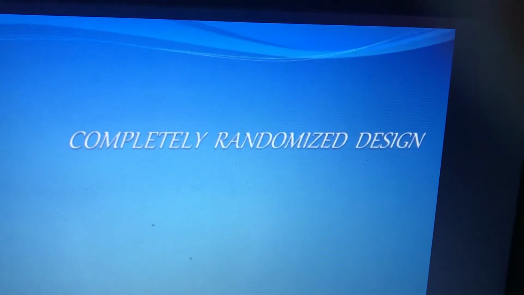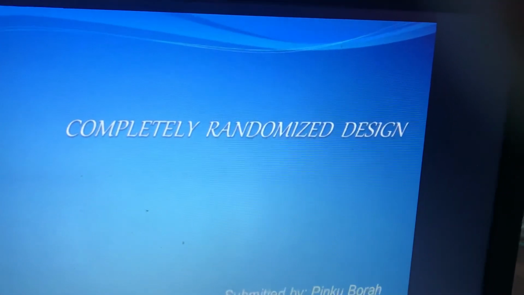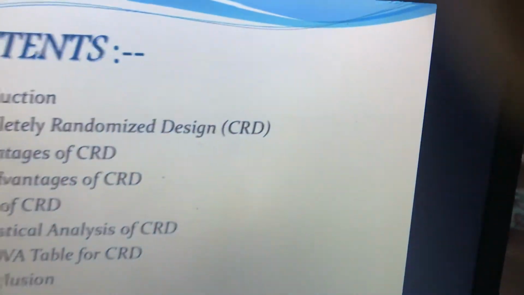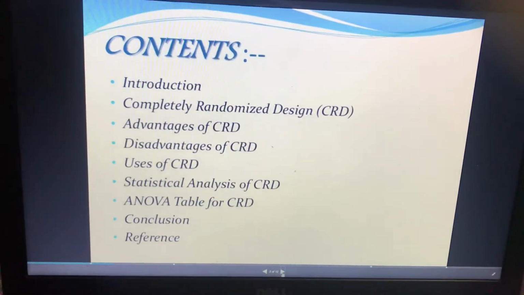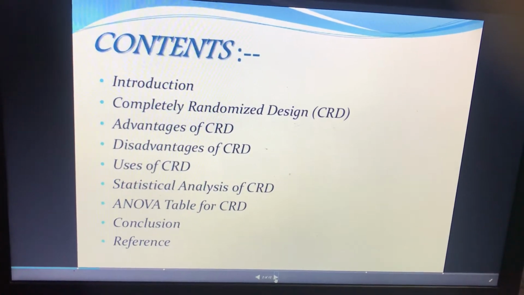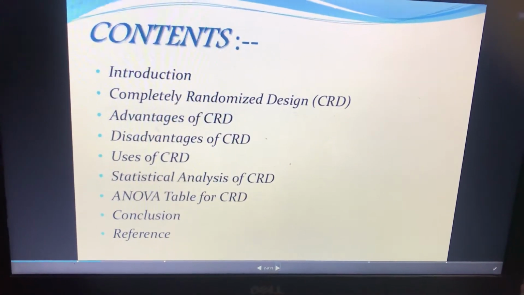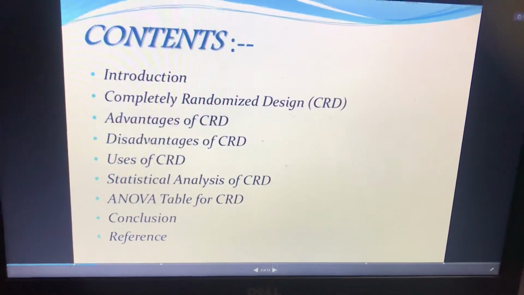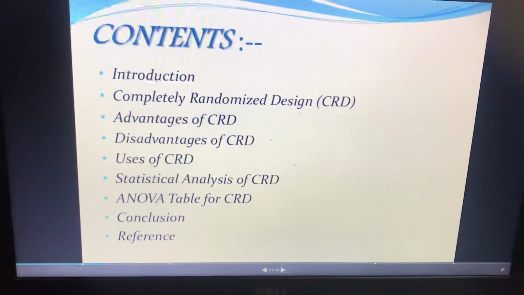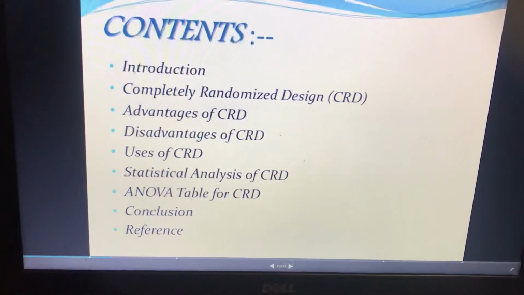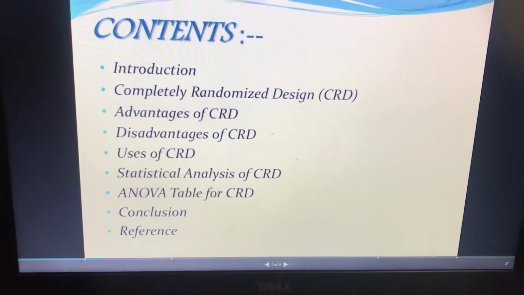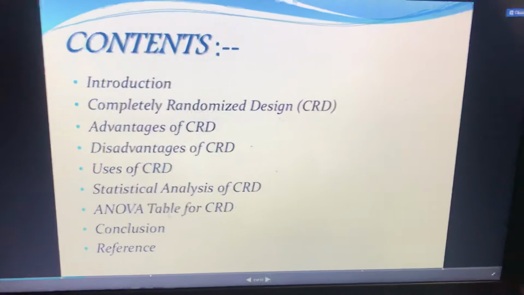Now I am going to explain completely randomized design. In this context, I am going to explain an introduction: what is completely randomized design, advantages of CRD, disadvantages of CRD, use of CRD, statistical analysis of CRD, ANOVA table for CRD, and conclusions. If you want, you can also refer to references.